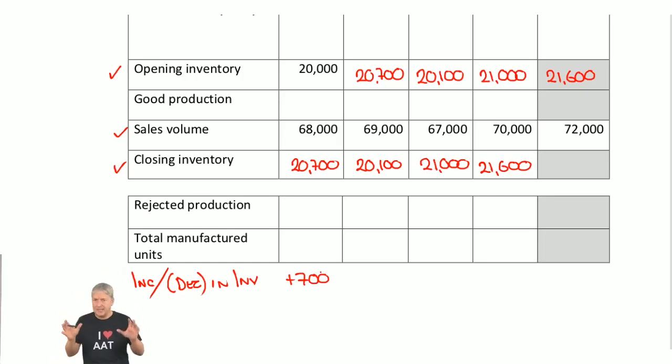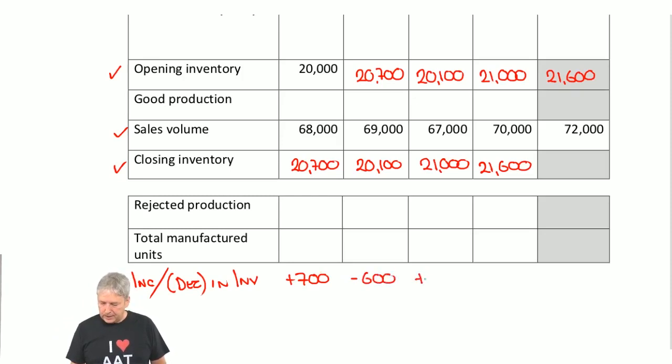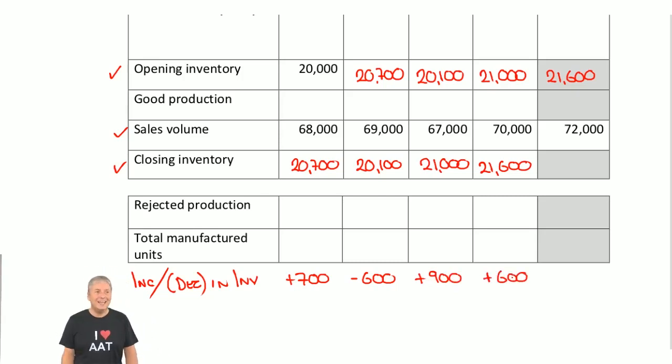And I always think it's easiest to do it this way. Week 2, we find that there is a decrease of 600. Week 3, there's an increase of 900, and in week 4, an increase of 600. Easy peasy lemon squeezy.